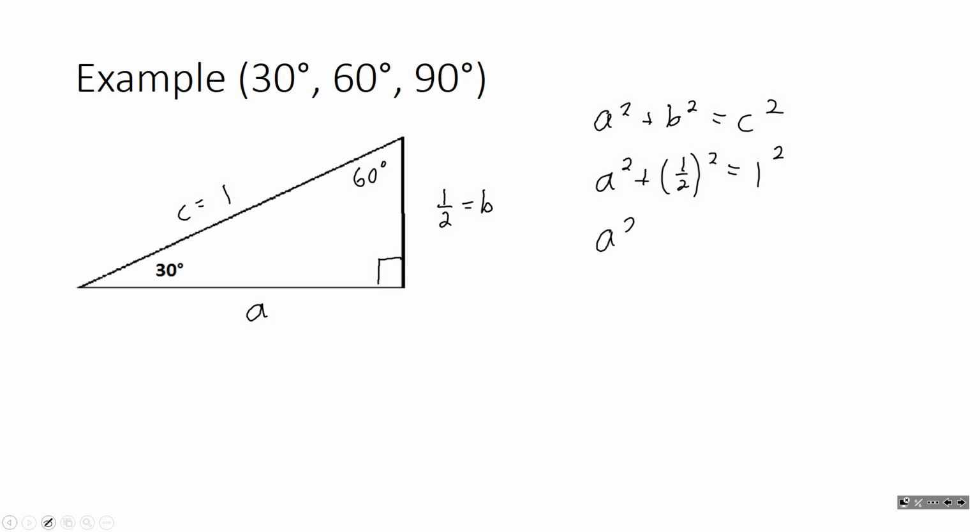Now that would be A squared plus 1/2 times 1/2 is 1/4. And 1 squared is just 1. I subtract 1/4 from both sides, and on the right hand side I get 1 minus 1/4. Well, keep in mind 1 is the same as 4 over 4. So 4 over 4 minus 1 over 4 would be 3 over 4. So let's take the square root of the left-hand side, a squared, and the square root of the right-hand side. When we take the square root of a squared, it just gets us down to a, which is what we want.